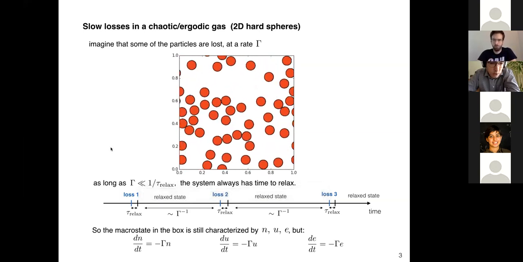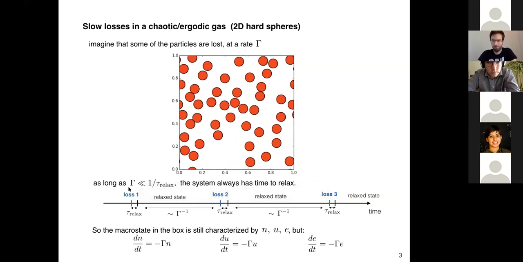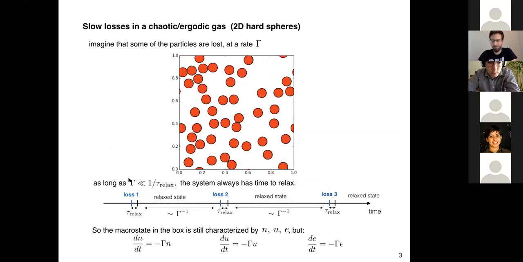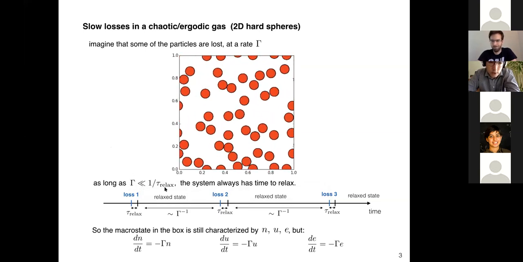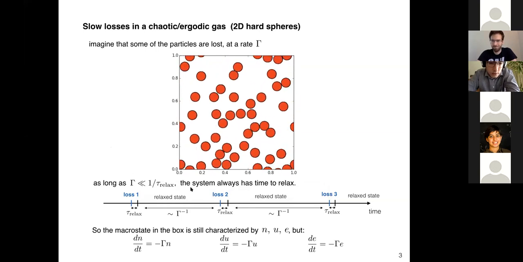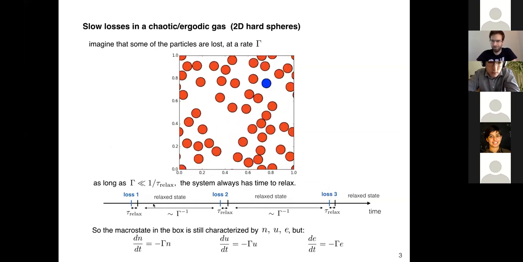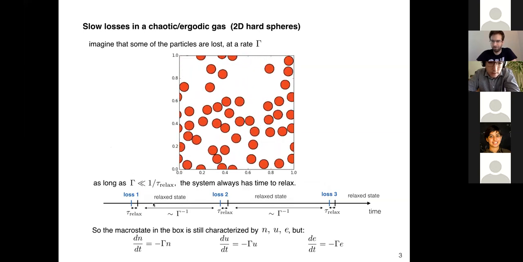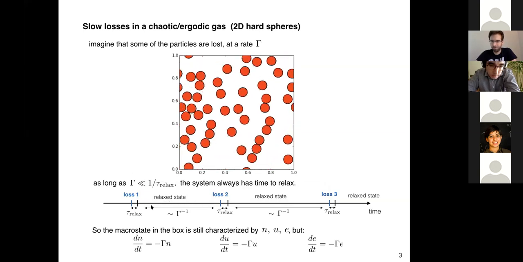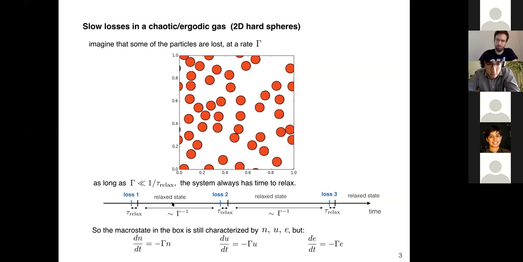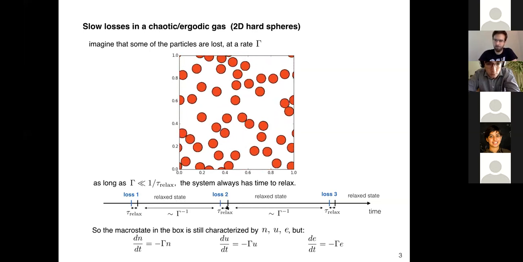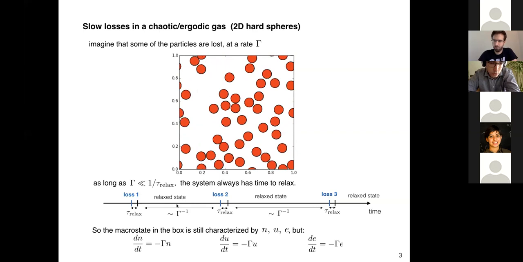And we are going to describe this in the regime where the loss rate gamma is much smaller than the inverse relaxation time, so that the system always has time to relax. So after each loss event, the system relaxes, and it stays in a relaxed state for some long time before the next loss occurs.